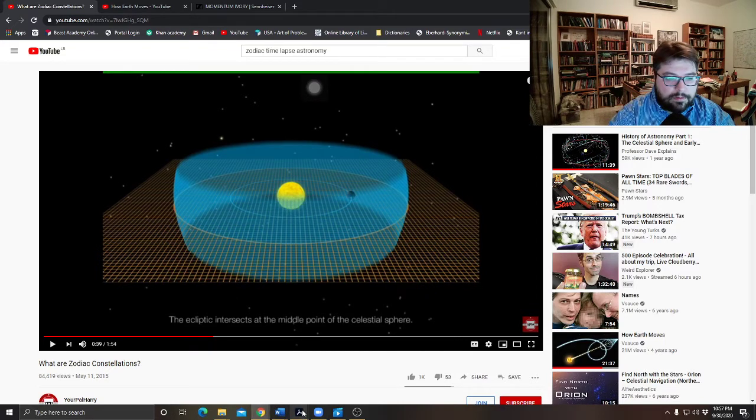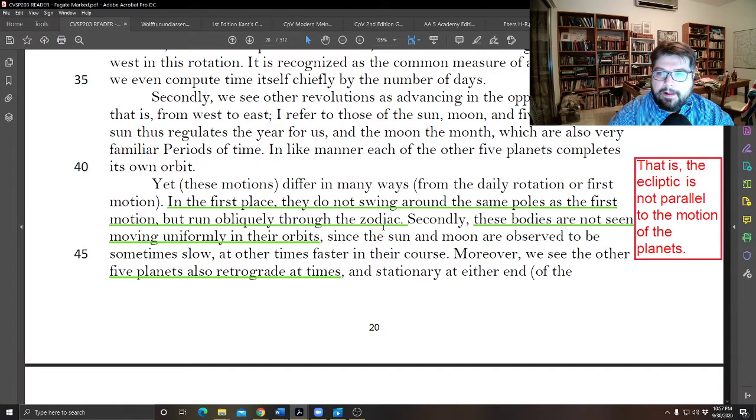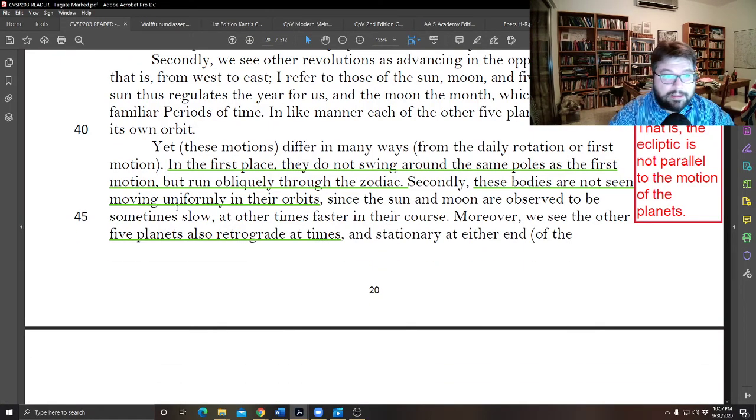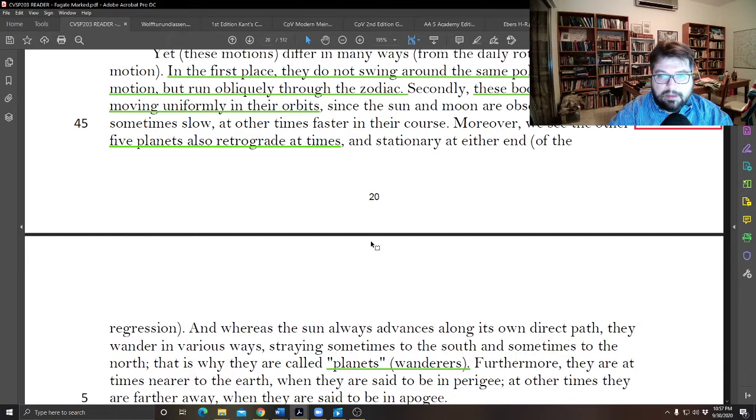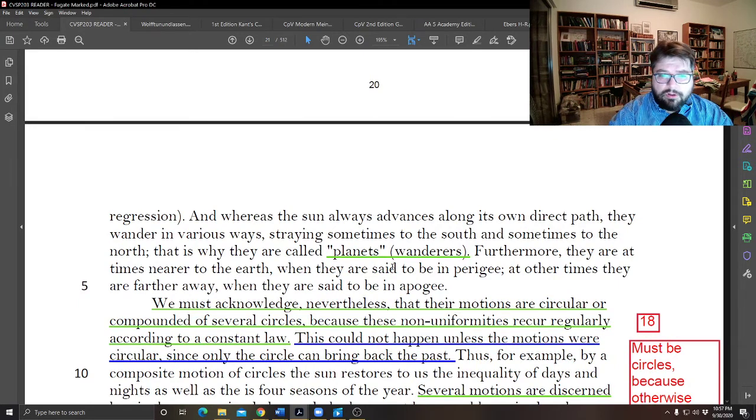Okay, so back to the text. So that's one thing, right? Secondly, these bodies are not seen moving uniformly in their orbits. He's referring to the retrograde motions, right? Moreover, we see the other 5 planets also retrograde at times, stationary at either end of the regression. So, of course, when a planet goes forward, it has to be momentarily stationary before it starts going backwards. At least this is how it looks in the sky. He goes on to explain this is why the planets are called the wanderers, because they move around in irregular and strange ways relative to the stars.